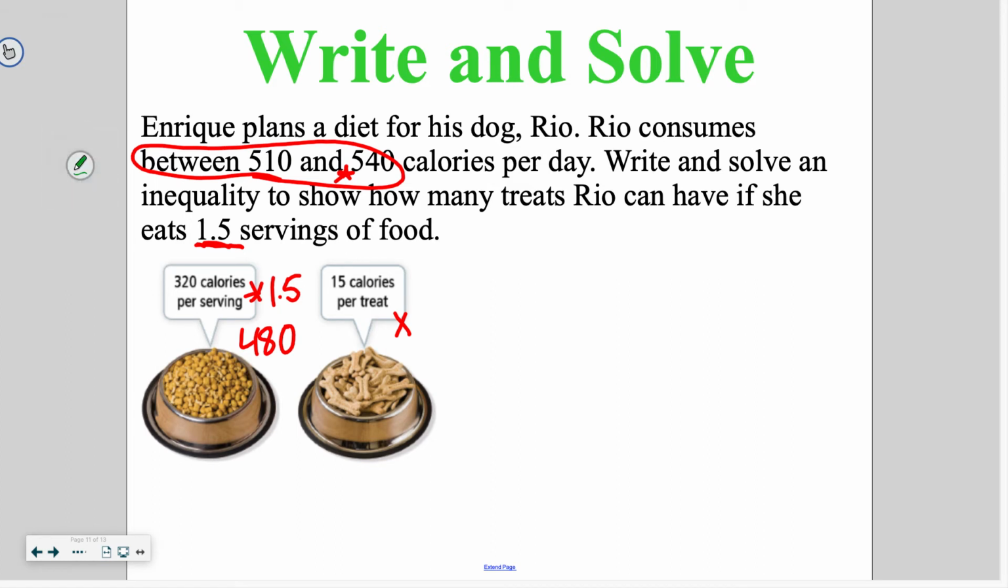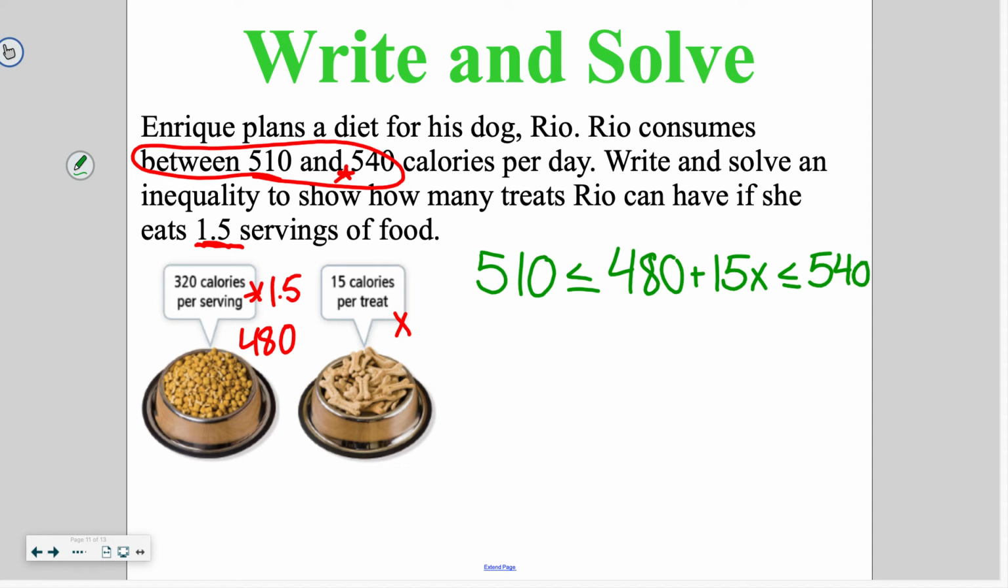When we set this up, our first thing is it's going to be 510 is less than or equal to, because the dog can eat 510 calories. And then we have our 480 from the food, plus 15 times we don't know how many treats, and that has to be less than or equal to 540. The reason that we have that equal to part on there is because it could equal, that is the amount of calories that she, or the dog, could eat.